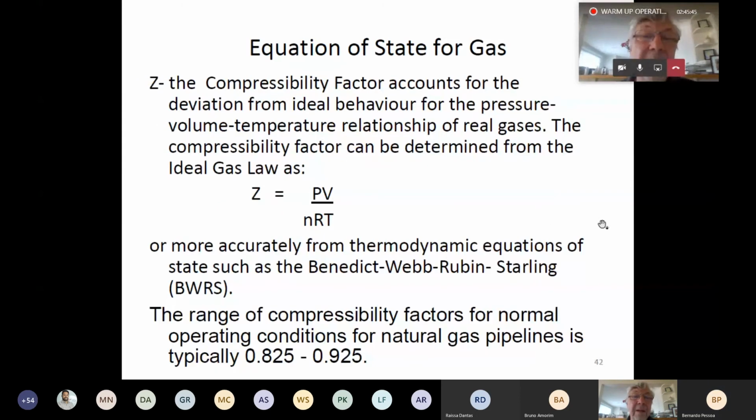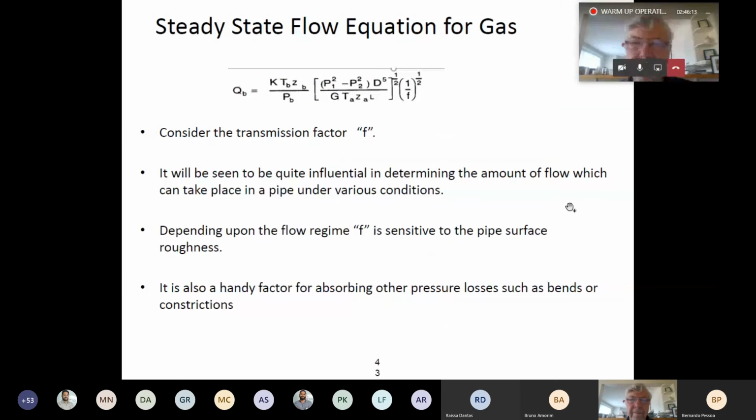I'm trying to keep my eye on the time here. As I mentioned, natural gas departs from the ideal gas, and we have to take account of that through this quantity Z, the compressibility factor. Typically, the compressibility factor for air would be 1, but the compressibility factor for natural gas is typically in the order of 0.825, 0.925. Let's go to 43. And then we look again at the steady flow energy equation, and you'll see that depending on the flow regime, that factor F is very, very important.